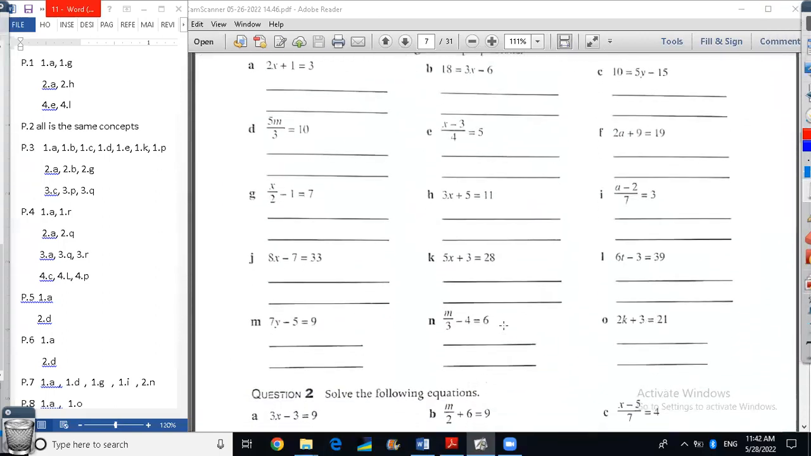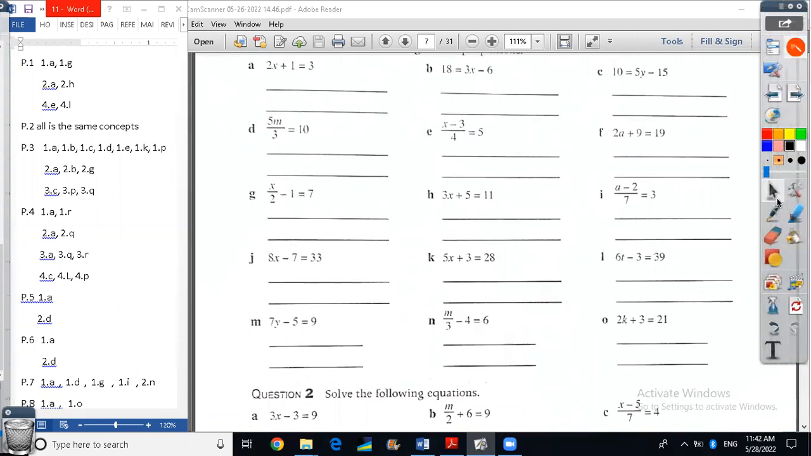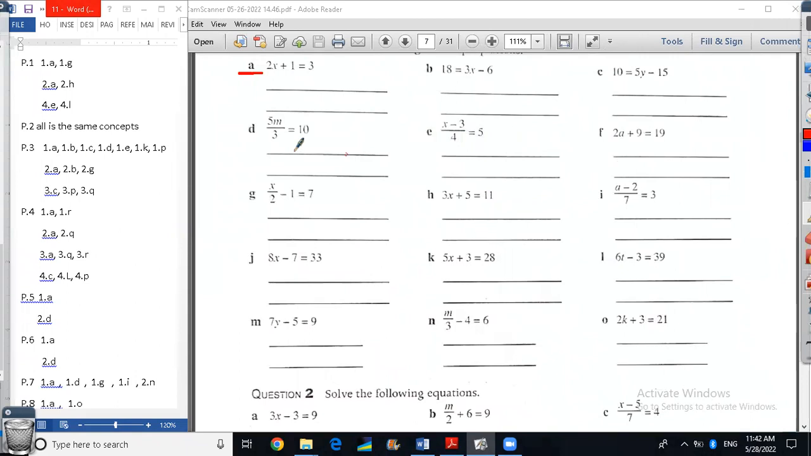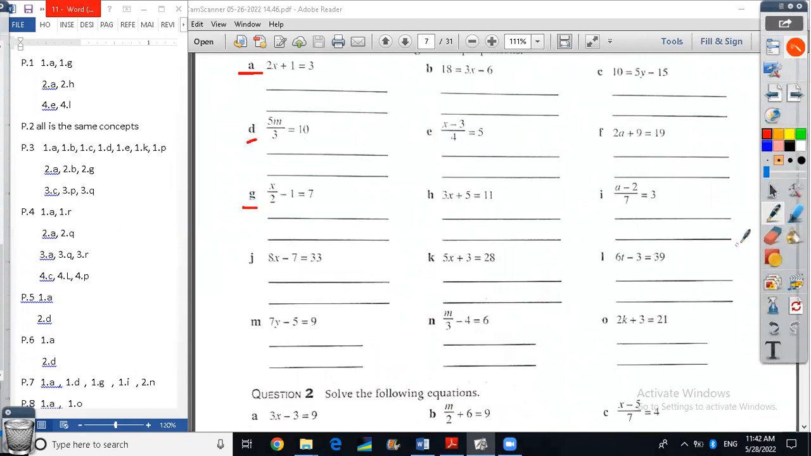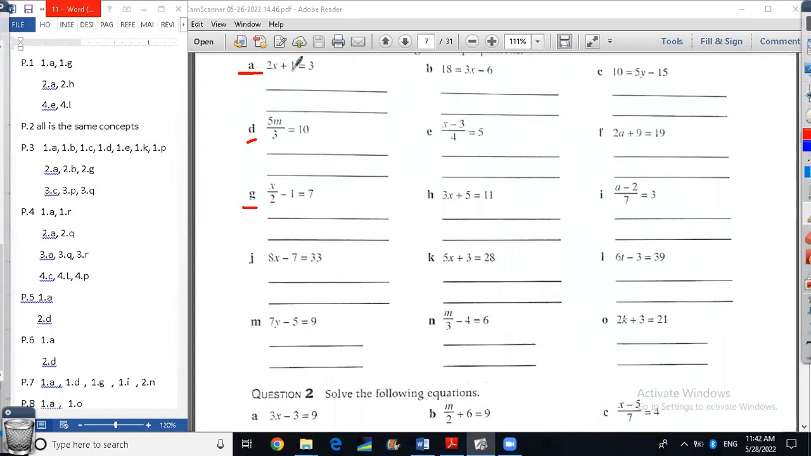We need to do 1a, 1d, and 1g. Let's do it. Here, I said there are 2 operations, the 2x plus 1. What happened to the x first? Did we add 1 to the x first, or did we multiply x by 2, then add 1? Yes, we multiplied x by 2, then we added 1.